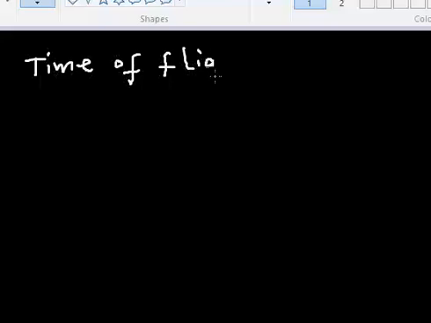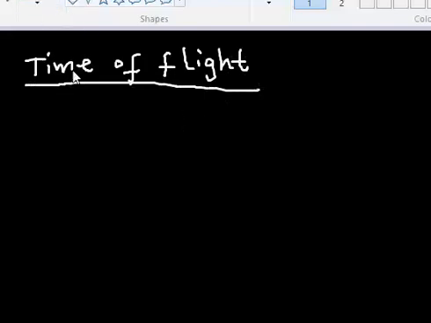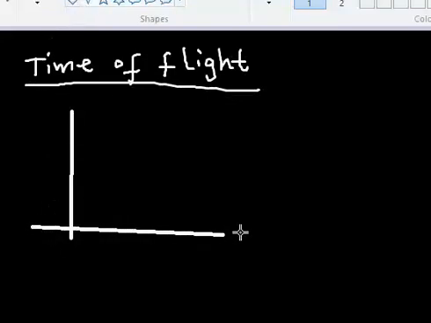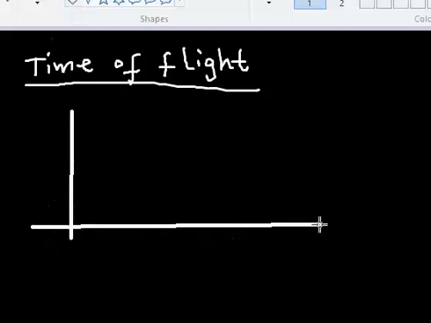So in a projectile, one of the things that we need to evaluate is the time of flight of a projectile. Now, how do I actually define the time of flight of a projectile? The time of flight of a projectile is simply the time it takes for the projectile to complete its motion.